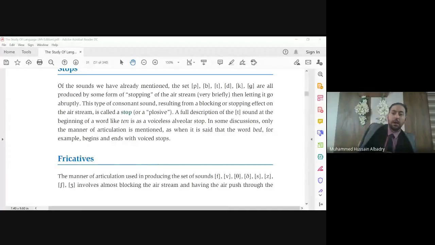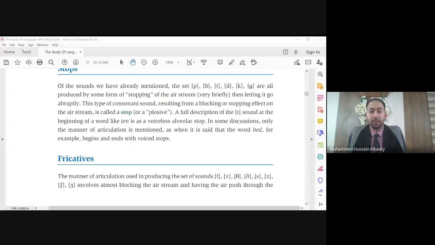Can you prove to me that f is a fricative, not a stop? How can you prove that f is a fricative? There is friction, not a stop. Okay, thank you, Taghreed.